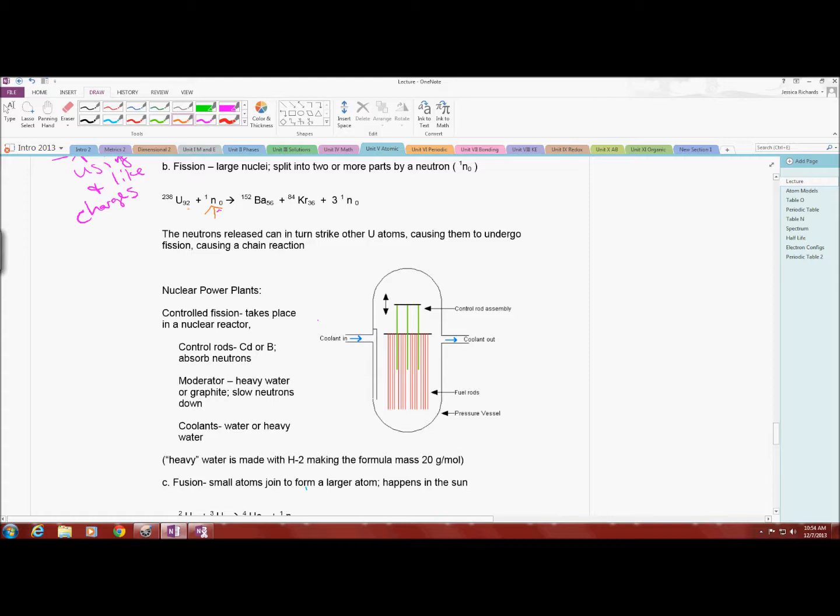Once the neutron gets absorbed by the uranium, it gets absorbed into its nuclei. The nuclei is super unstable. It breaks apart into pieces, typically barium and krypton, and it spits out 3 neutrons.